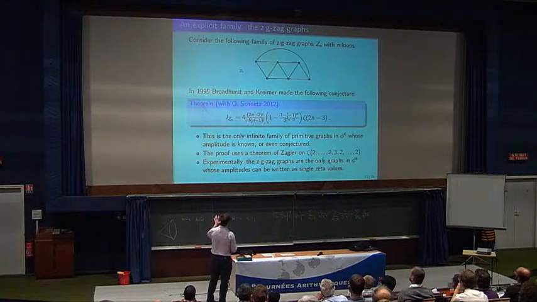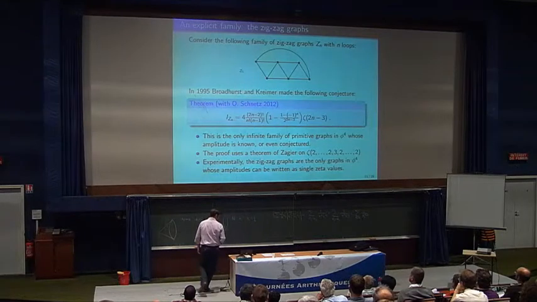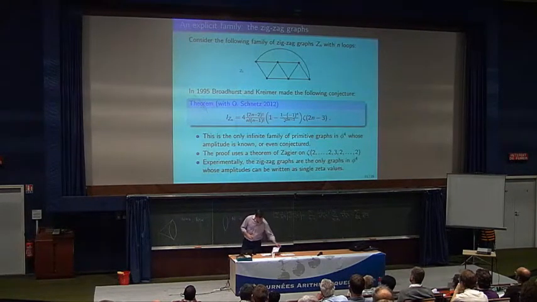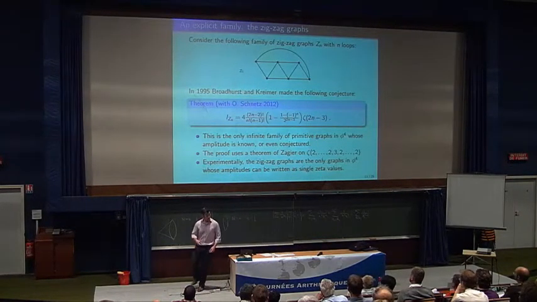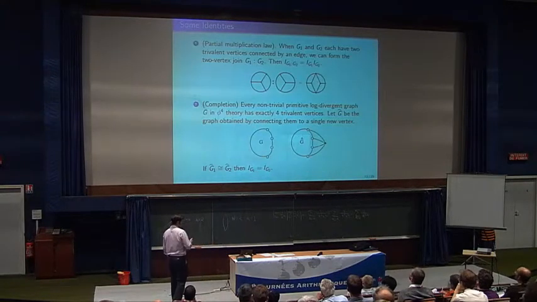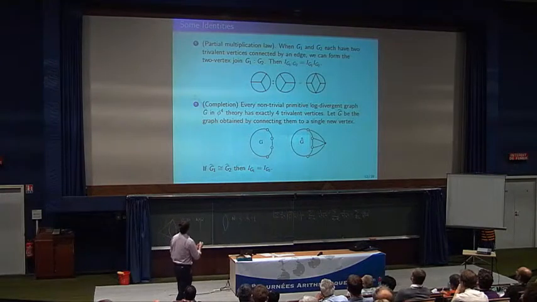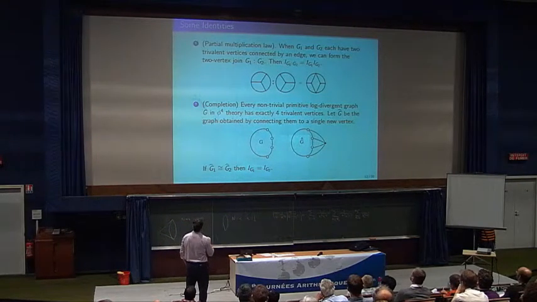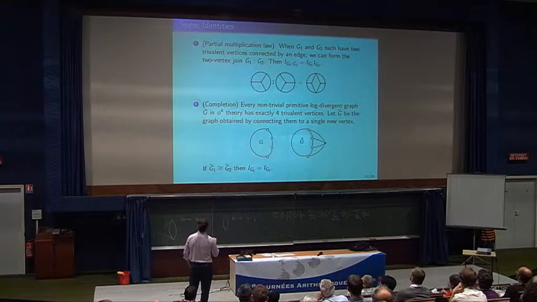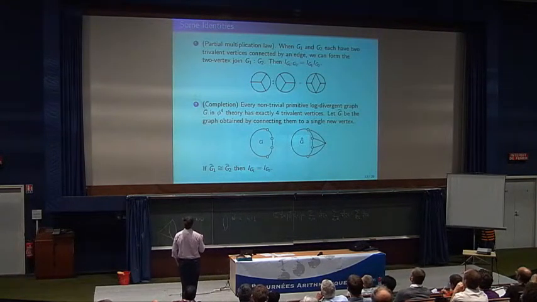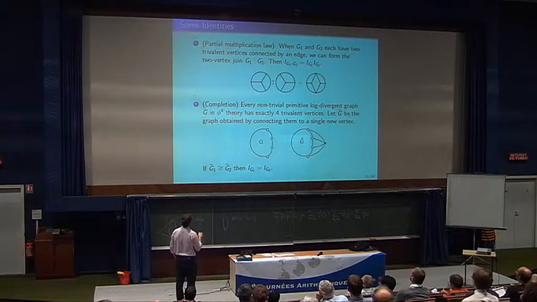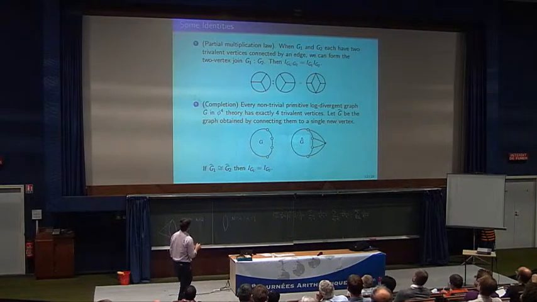Okay, so that's another positive, another family of graphs for which we know something. Now, to give an idea of what the structure is in this world of numbers coming from graphs, there are many identities. I've selected just 2 of them. The first of which is a partial multiplication law.